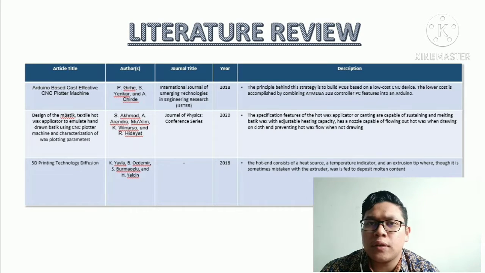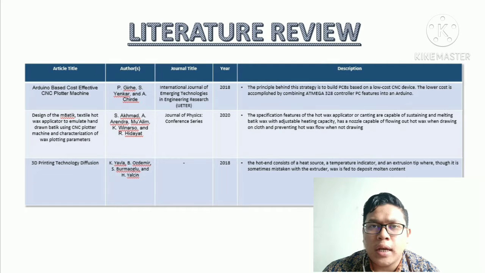Before we go further to another topic, it is really important to gain some information via the literature review. There are 2 points I would like to highlight. First, buying CNC machines is really expensive and costly, so some researchers make CNC plotter machines at a lower cost, just by buying simple components such as stepper motors, Arduino Uno and so on. The second point is about the hot wax applicator. It is really important to sustain and control the heat, the wax temperature, and the wax capacity, to avoid excessive wax coming out from the nozzle when it is not in use.